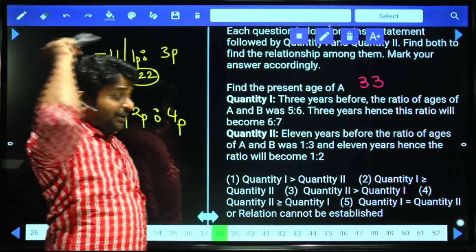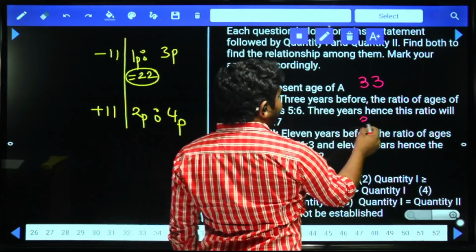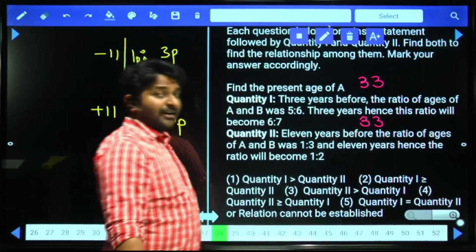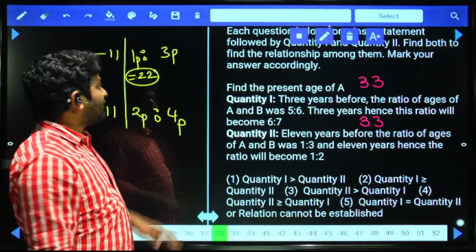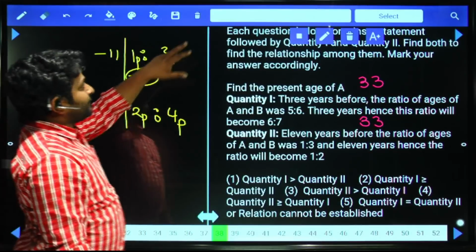11 years back it was 22, so to get the present age we add 11. That will become 33, and both are equal. Both are equal. Right? Next.